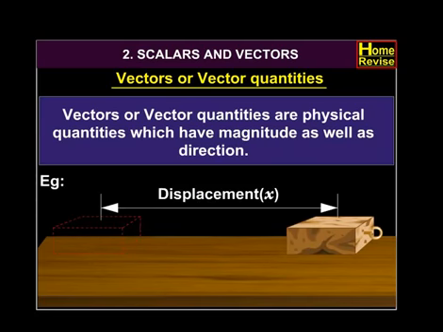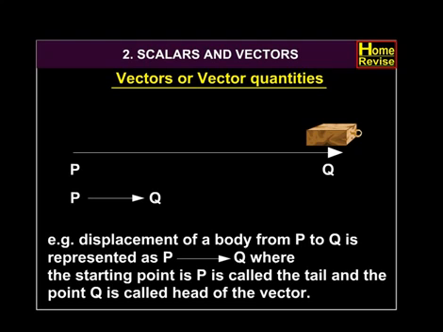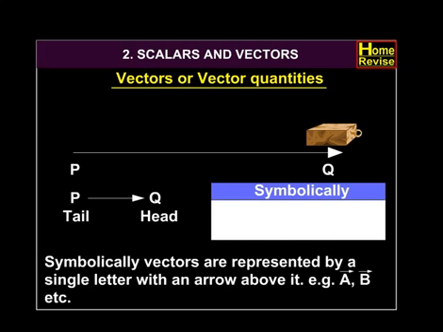For example, displacement of a body from P to Q is represented as P arrow Q, where the starting point P is called the tail, and the point Q is called the head of the vector. Symbolically, we write PQ and upon that an arrow with the head towards Q.